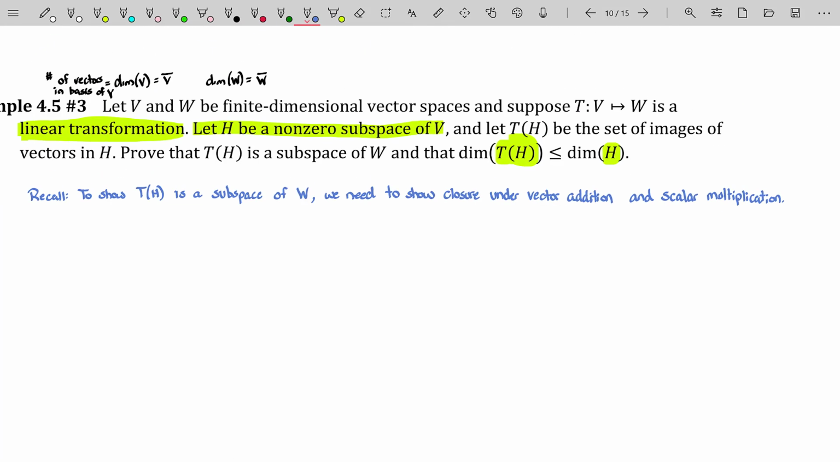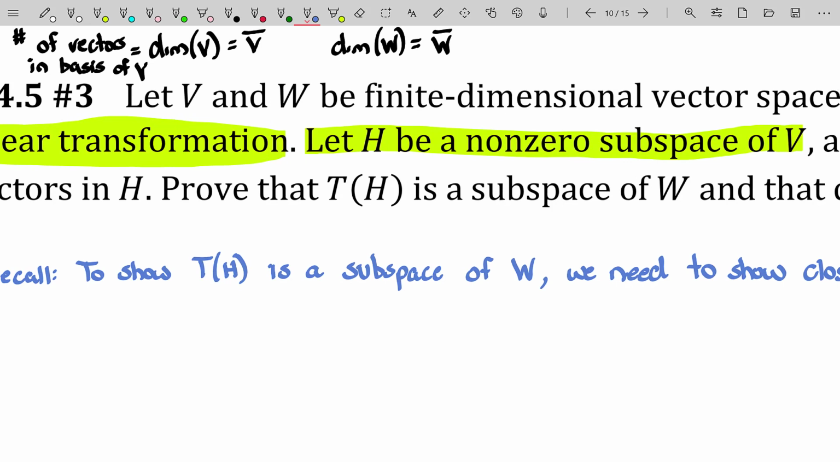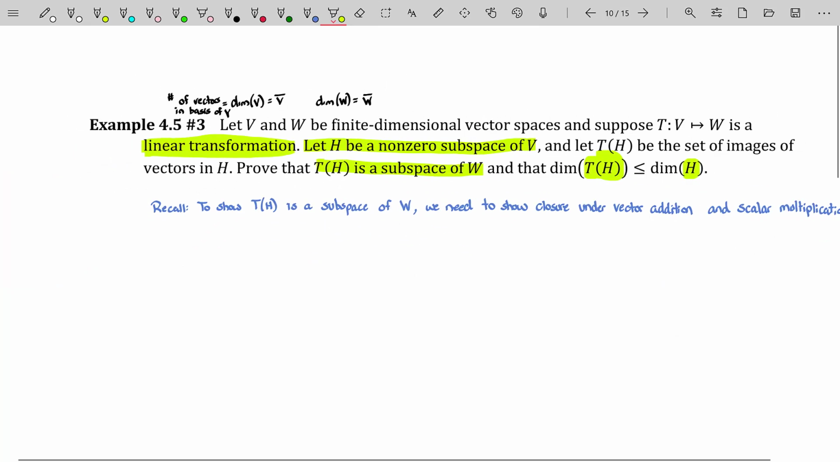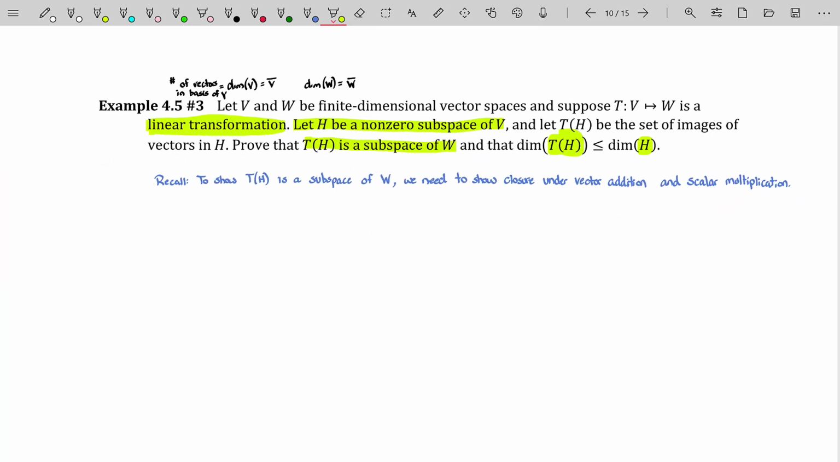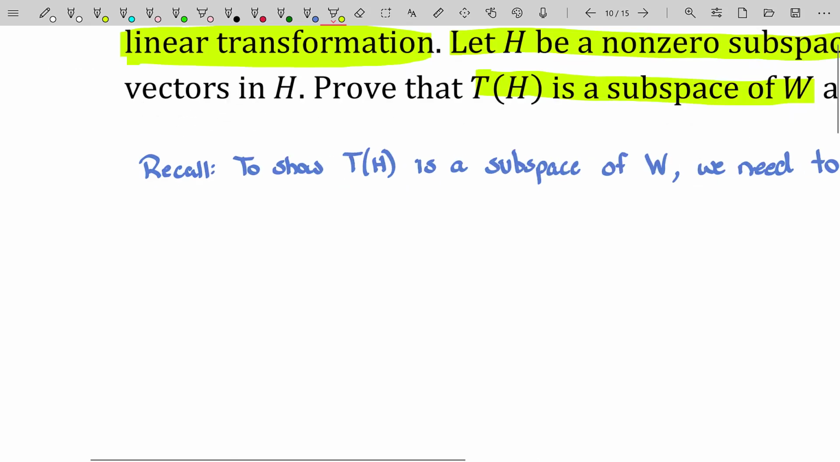The first thing we're going to need to do is to show that T of H is a subspace of W, which is part of what we want to prove, right? That's the very first piece. Show that T of H is a subspace of W. To do that, we'll need to show closure under vector addition and scalar multiplication for any vector in the image of H.